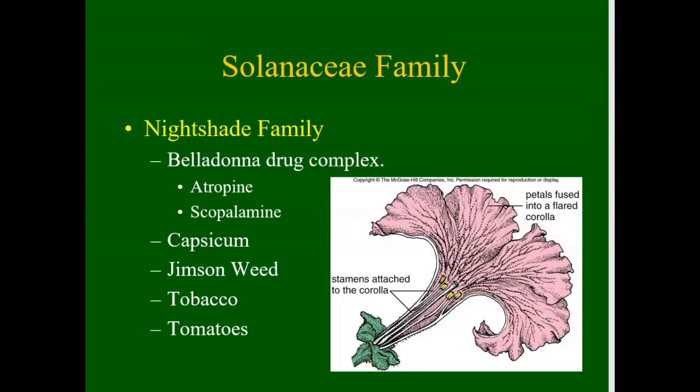The next group is the nightshade family, or the Solanaceae family. This family has lots of plants in it that you know, including potatoes and tomatoes, tobacco. It's called a nightshade family because this plant called deadly nightshade is a member of this group. Nightshade has a couple of important drugs associated with it, the belladonna drugs. Atropine and scopolamine are two of those compounds that we are able to extract from belladonna.